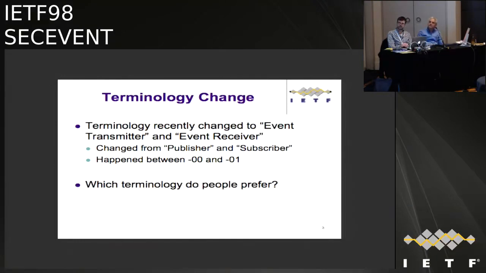The first one is pretty simple, that the editors made a terminology change from the 00 to the 01 draft, changing from using the terms publisher and subscriber to event transmitter and event receiver. This was based on some discussions by use cases in another venue, but particularly given that happened based on discussions in a different working group, I thought I would at least pause and tell people that this occurred before we move on.